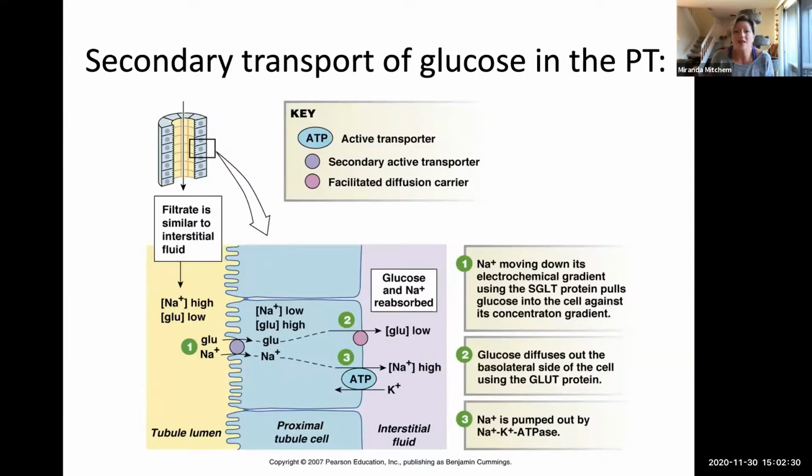All right, let's look at the secondary transport of glucose here. So we're in the proximal tubule again. It's where we've been the whole time in these last few examples. Sodium moves in following its electrochemical gradient into the sodium-glucose transporter. So sodium in, I keep saying that. Sodium moves in and it pulls glucose in.